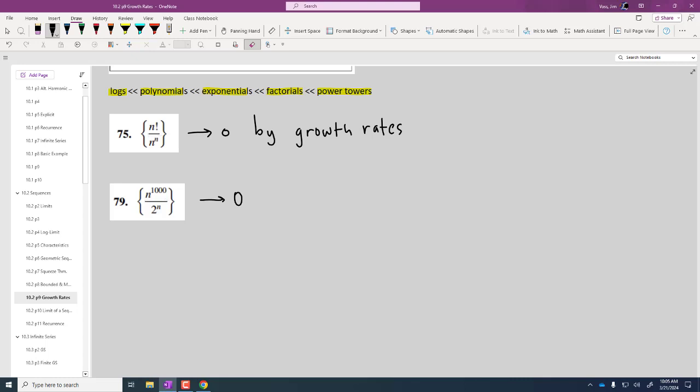It doesn't matter how big that exponent is. If that exponent were 10 billion and this were still just 2 to the n, the limit is still 0. It may take a really long time before that denominator overtakes that numerator, but eventually it's going to overtake the numerator and drag it all to 0.